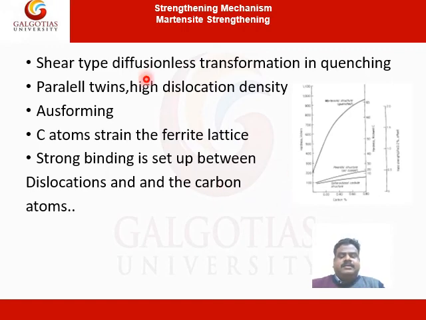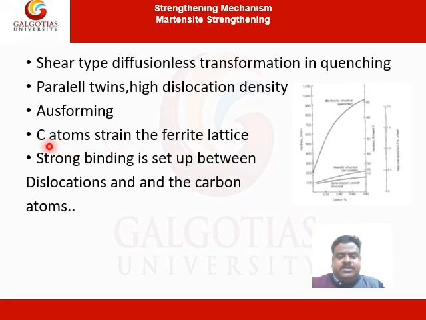In steels, we do a transformation that is known as martensitic transformation, where we quench the austenite and we get martensite. The transformation is a diffusionless transformation from face-centered cubic to body-centered tetragonal. Martensite is a body-centered tetragonal structure. But during the formation of martensite, a lot of parallel twins and high dislocation density are produced during quenching.